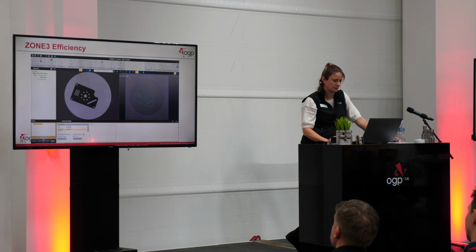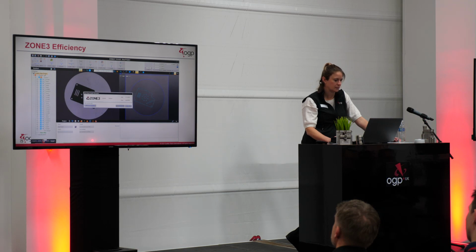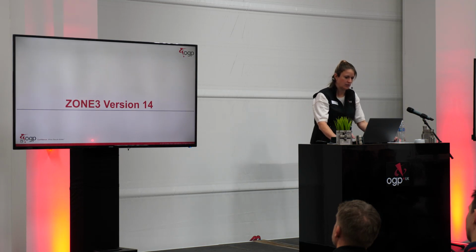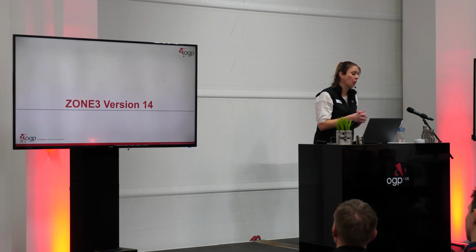When hitting Generate Steps, in this case I haven't selected any feature individually, so it'll generate steps for the entire CAD model. Now, when selecting Done, I can run my program and the entire part is measured at once. So that's it on efficiency for Zone 3.